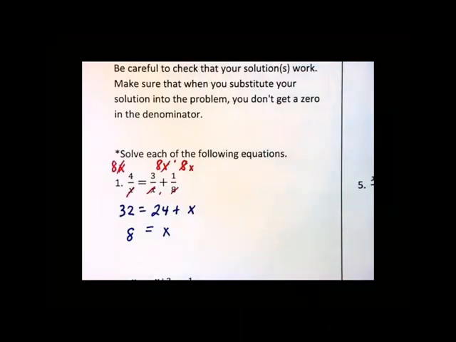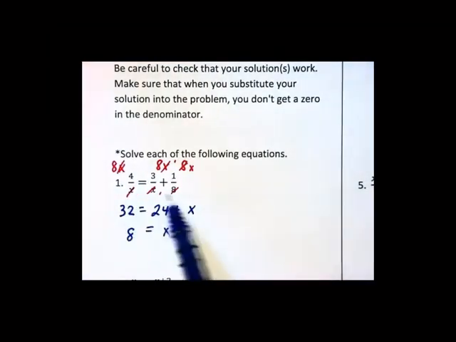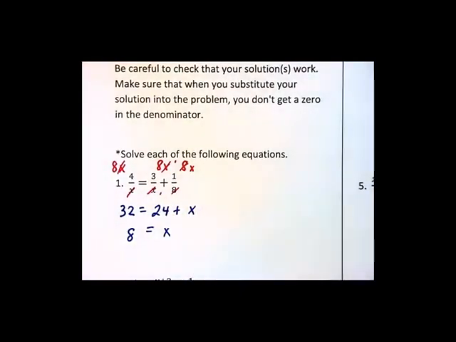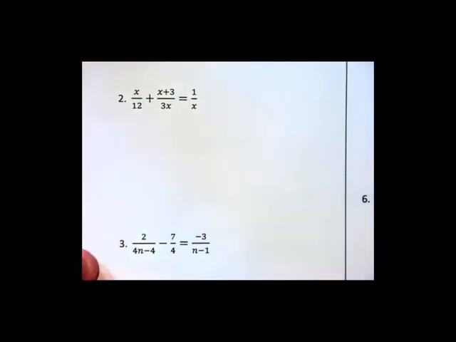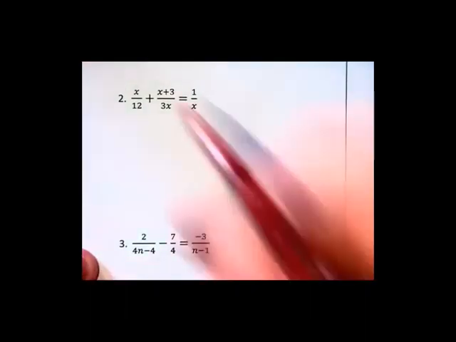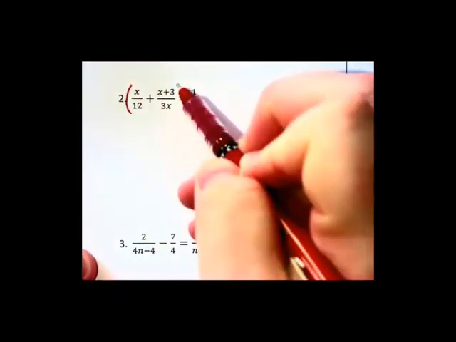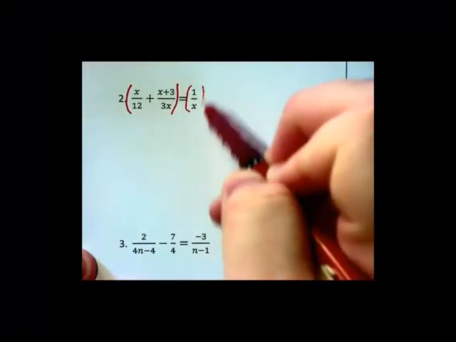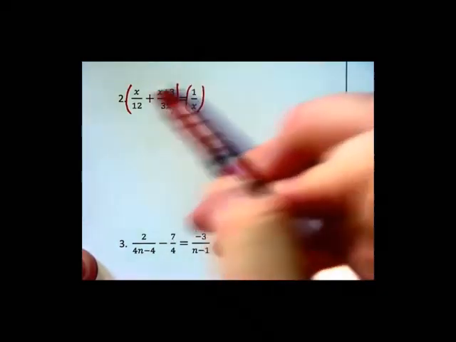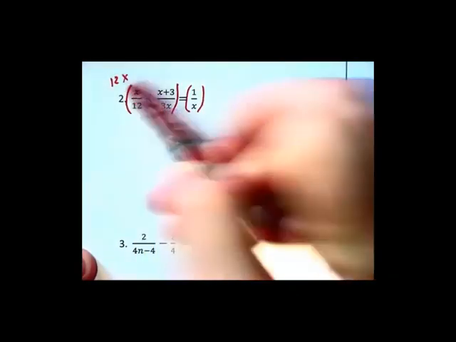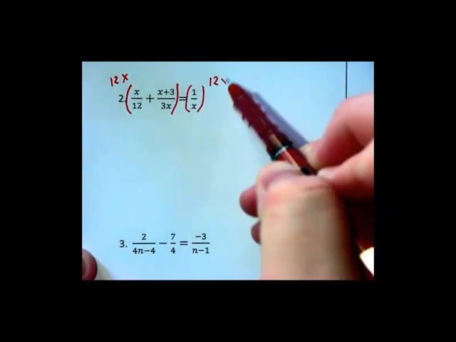I don't like that I've crossed out these x's, however, because I can't see my original problem as well. So I'm going to just write down my least common multiple that I'm going to be multiplying through by, but I'm going to be a little bit more careful on these future problems, doing the cancellation mentally instead. In this problem, the 12, the 3x, and the x all go into 12x. So I'm going to multiply through by 12x on each side.